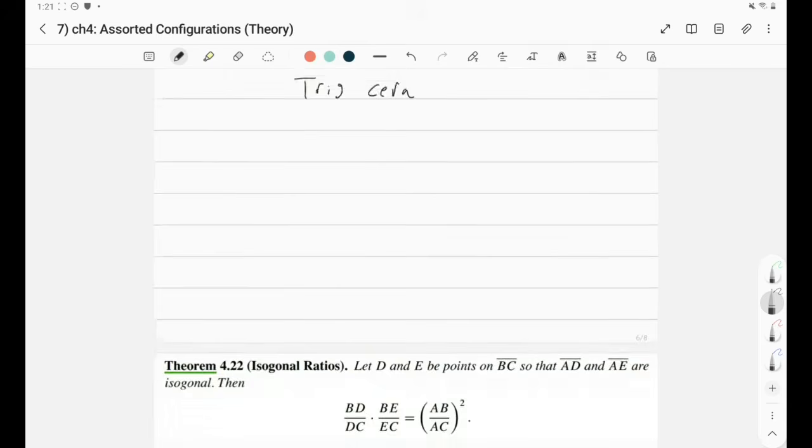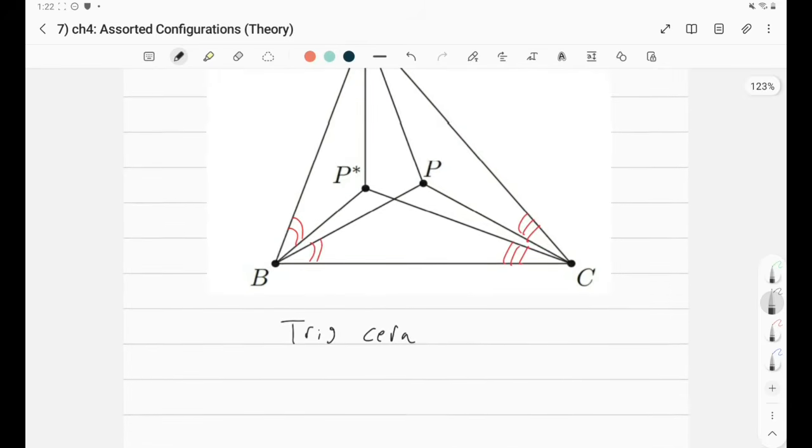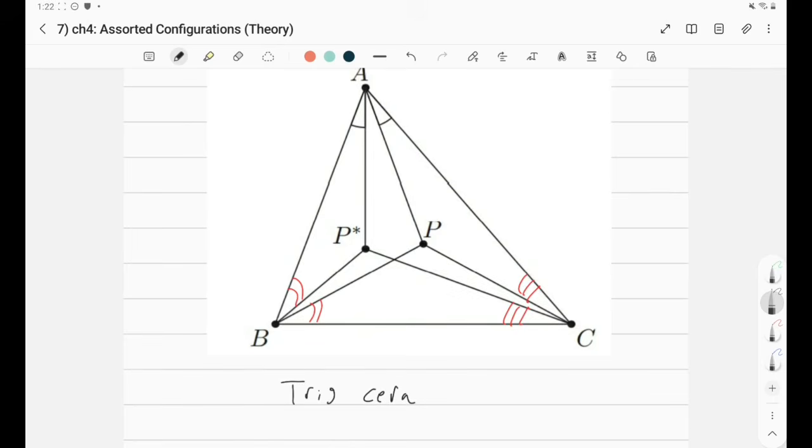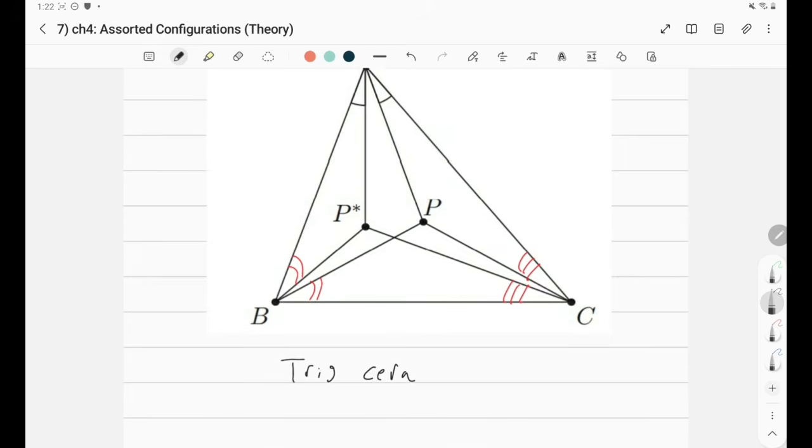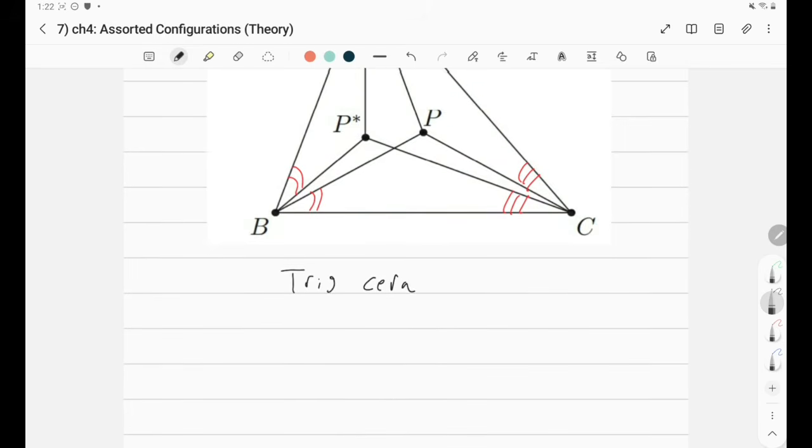But before we discuss anything, let's think of some nice examples. Are you familiar with any center of a triangle or two centers of a triangle where one of them is the isogonal conjugate of the other? Think about it. We do have them, and we have done them in lesson 1. We have the orthocenter and the circumcenter, right?